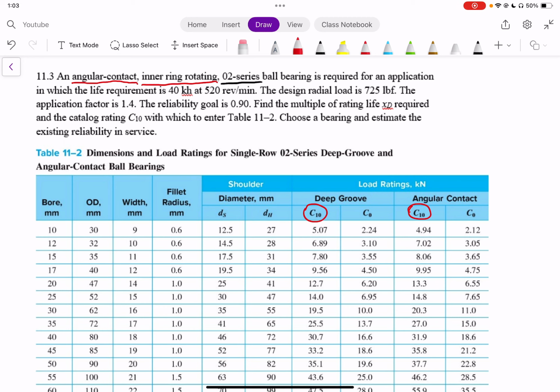Okay, so angular contact is going to be important because it's going to make us choose to look at this value, and we know it's not going to be a deep groove. So that's one thing already. Then we're told that the life requirement is 40 kilo hours at 520 RPM. So we can write that L sub D is going to be this much. This is our life desired. Then this is going to be our force desired, and then this is going to be our application factor, and our goal reliability is 0.9. Okay, so we're going to write all this down, and then we're going to solve the problem, and we're going to find XD first, or X desired first.